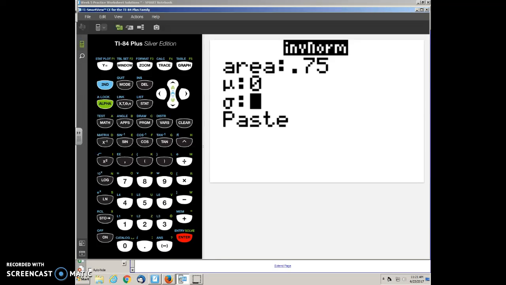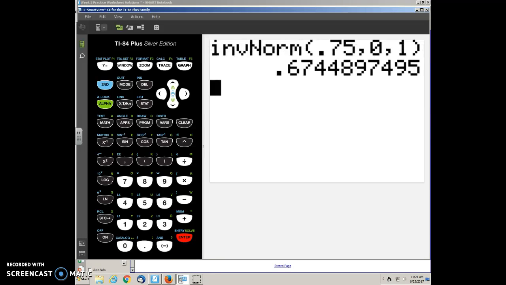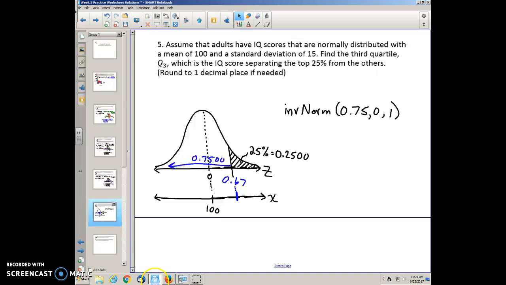The mean is 0, standard deviation is 1. Paste that in there, and we get 0.67. So this is giving you a z-score, so round this to 2 decimal places. So it equals 0.67.